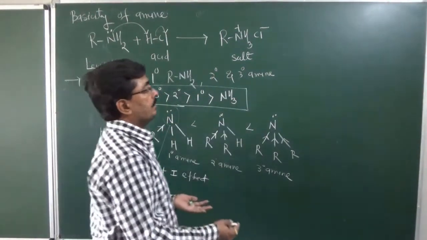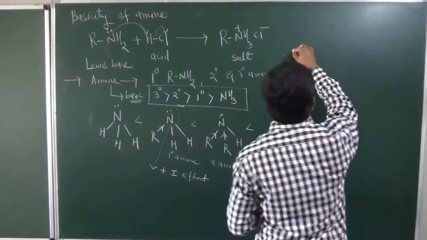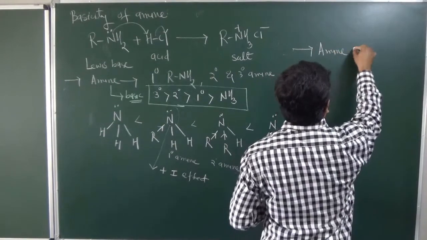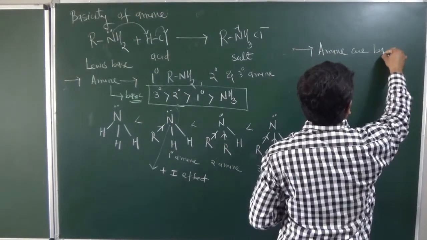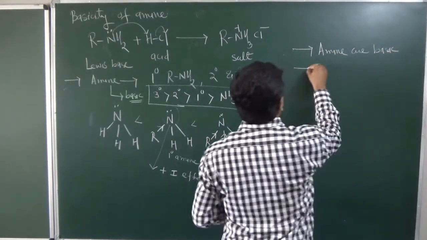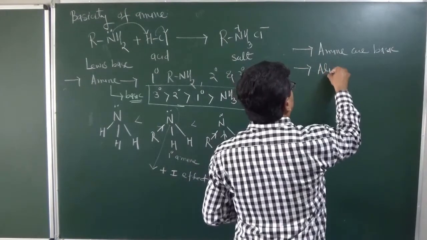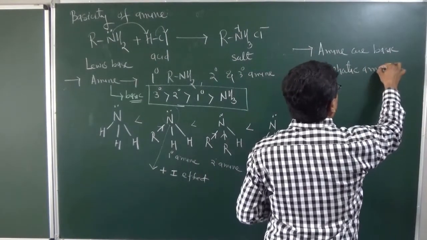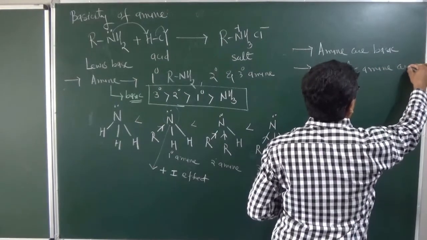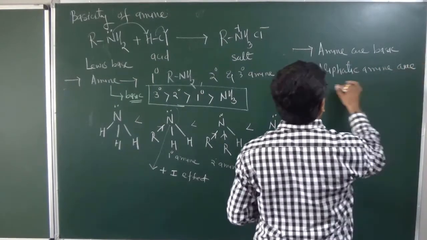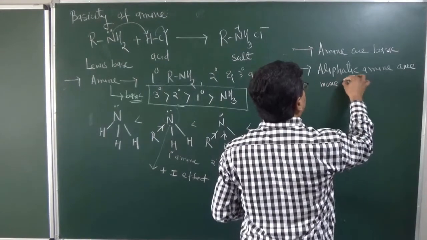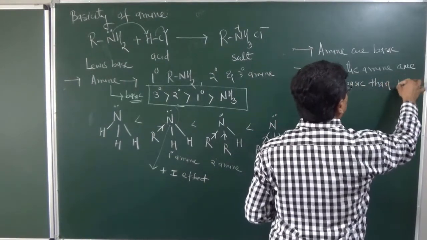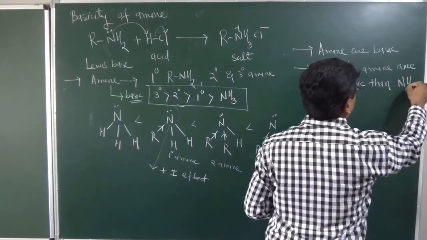So from this we can draw common statements. First common statement: all amines are basic in nature. They work as a base. Then we can say that all aliphatic amines are more basic. Aliphatic amines are more basic than ammonia.